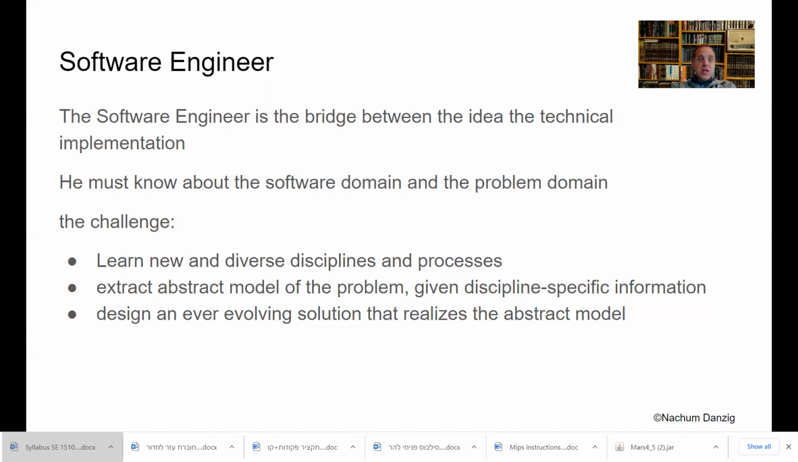The challenge is to learn new and diverse disciplines and processes. In other words, if you're this software engineer, you have to keep track of all the software, and if you learn new problem domains, you may write something for a library, then a year later write something for an airplane. You're going to have to keep track of all these new areas.